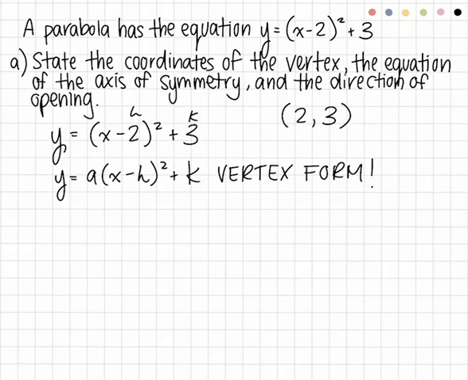The equation of the axis of symmetry we know is the x coordinate of our vertex, so the axis of symmetry is x equals 2. And what is the direction that this parabola is opening? Well, what's my a value here? It's positive. So we know that when we draw this parabola, it's going to be opening upwards.